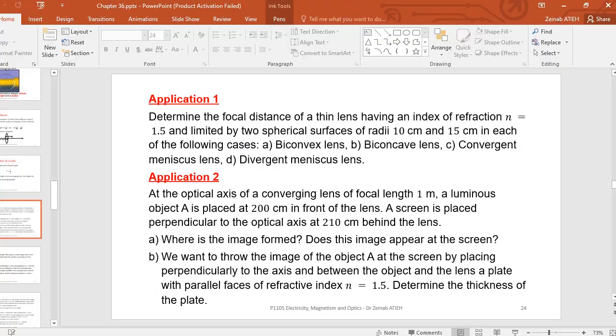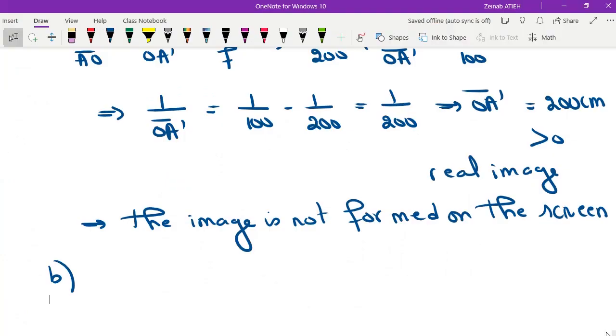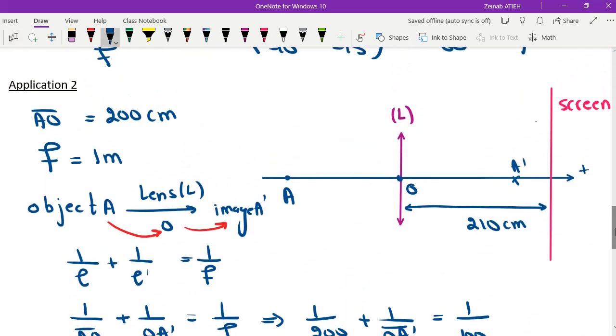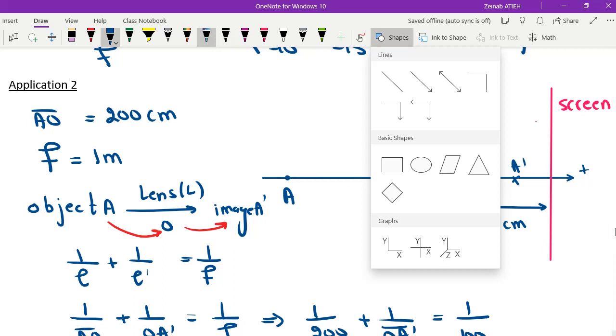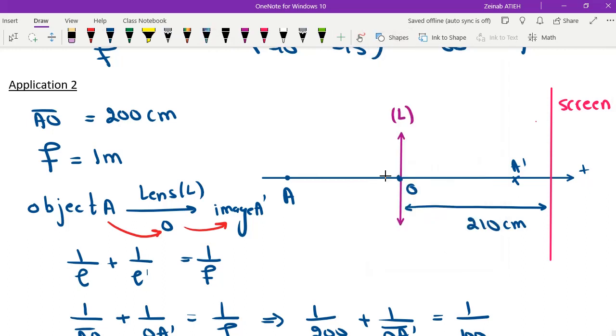So let me draw the parallel plate. Where did we place it? We placed the parallel plate between the object and the lens. So let's place a parallel plate. I will place it here. This is a parallel plate, and it has a thickness E. As you can see, the light coming from the object will cross the parallel plate and form an image A1. Then A1 crosses the lens and gives me the final image A prime.